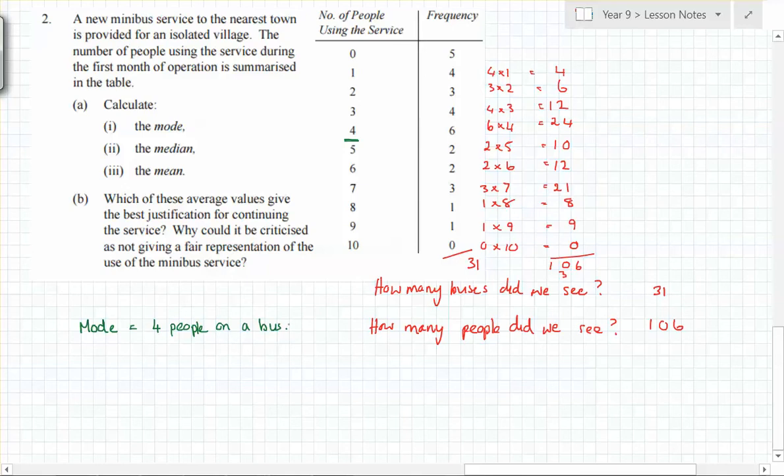But what you've got to interpret is, what do I mean? Now, remember the frequency is how many of these numbers appear. So I've got 5 zeros. I've got 4 ones. So which number appears the most often? The highest frequency. So there are 6 4s. So the mode is 4 people on the bus occurred the most often. Does that make sense? Yeah?